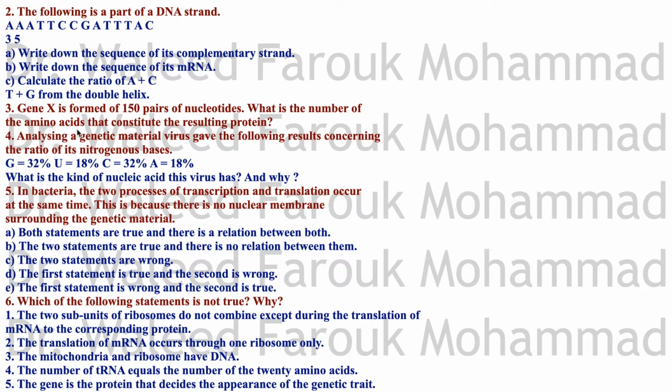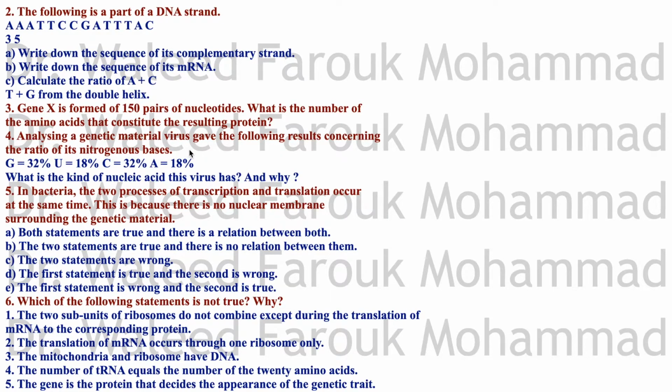Gene X is formed of 150 pairs of nucleotides. What's the number of the amino acids that constitute the resulting protein? If each amino acid is 3 nucleotides, so 150 divided by 3, so it's 50 amino acids.